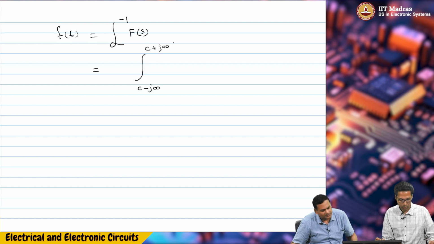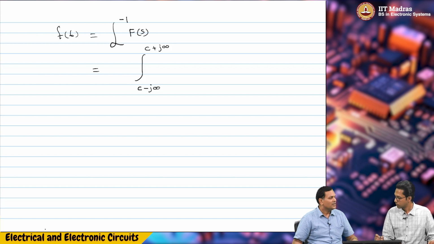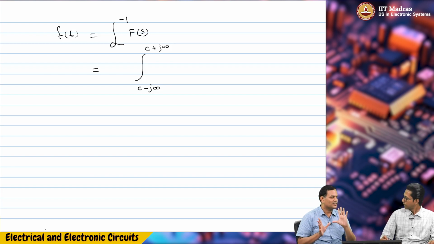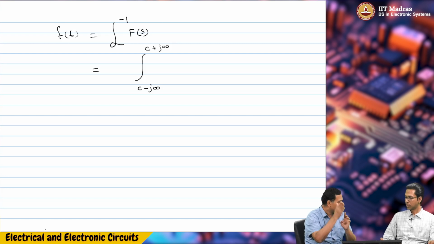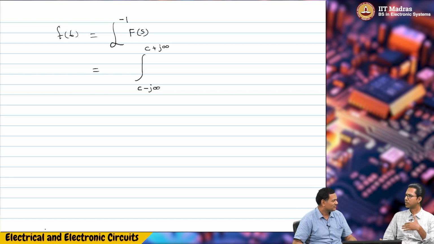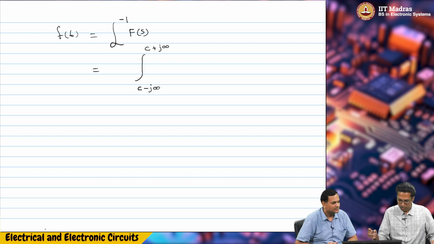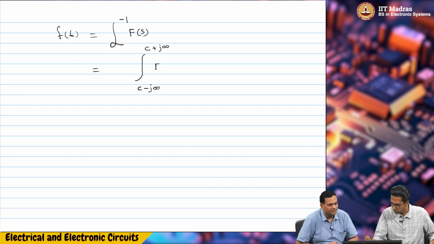So you said S was in a complex domain, sigma plus j omega. So you are choosing some particular sigma and then going omega from minus infinity to infinity. So this will be a line integral. In the complex plane, it will just be a straight line parallel to the y-axis. Exactly. F of s we already have.